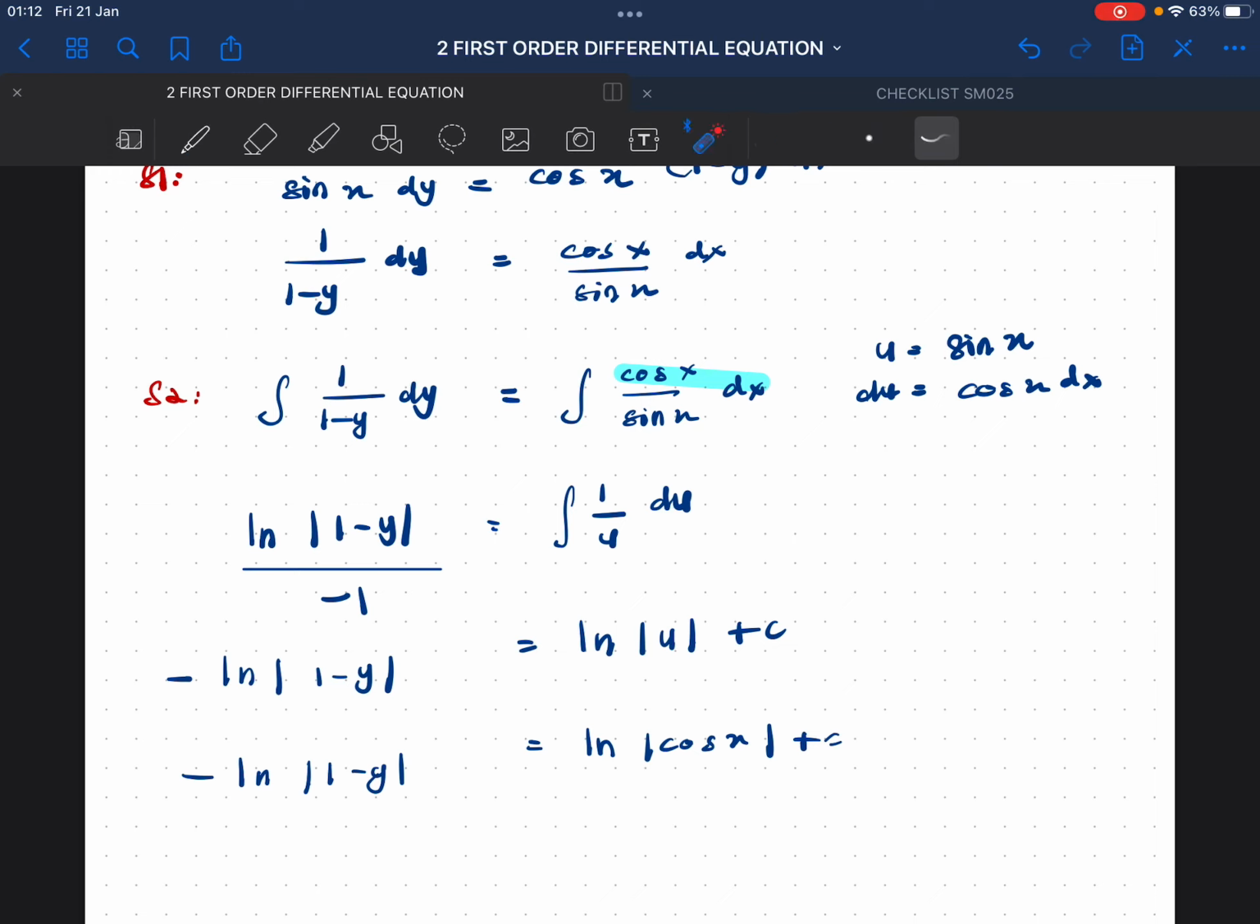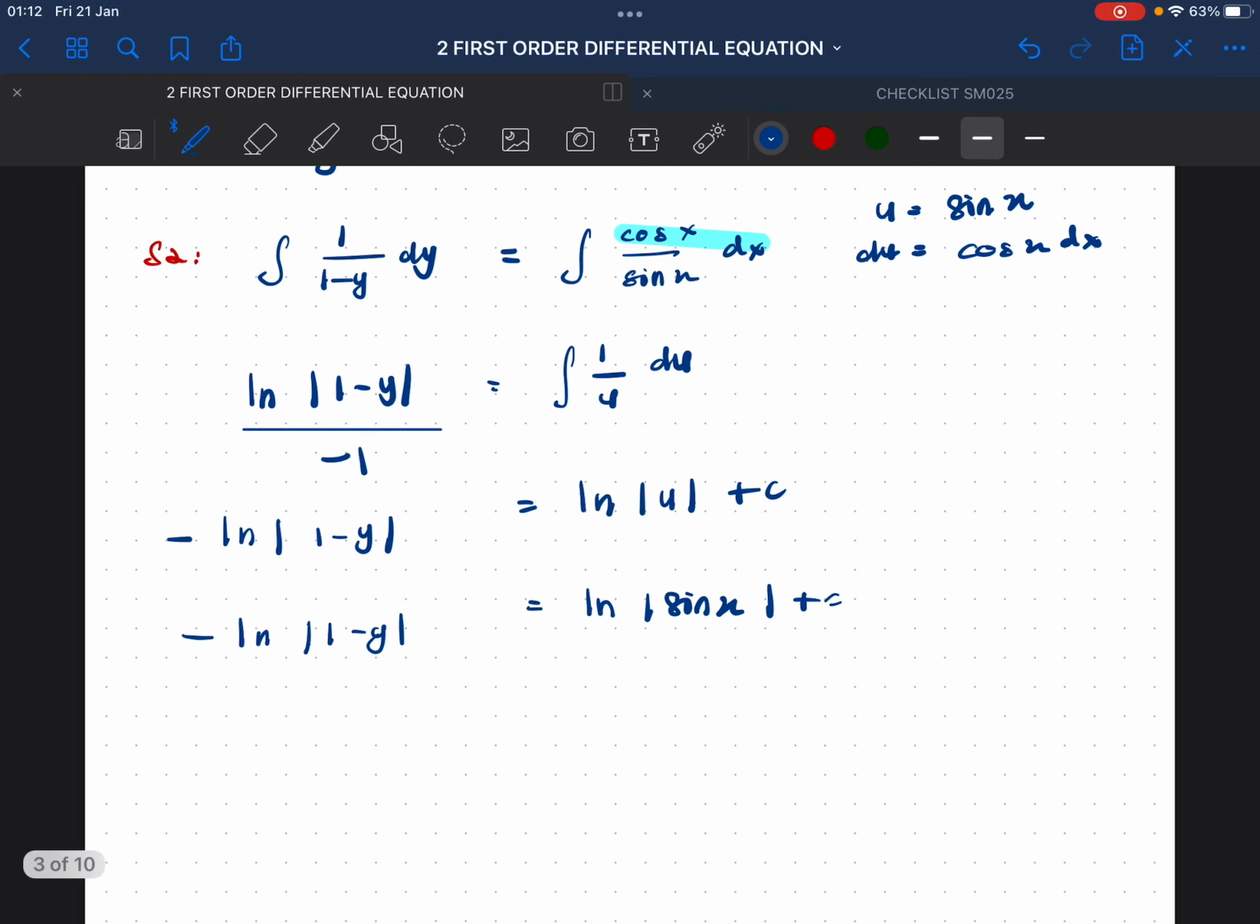Sorry, your u is actually sin x here. So negative ln 1 minus y equals ln sin x plus c. This can be the final answer, but let's see how we can simplify this.